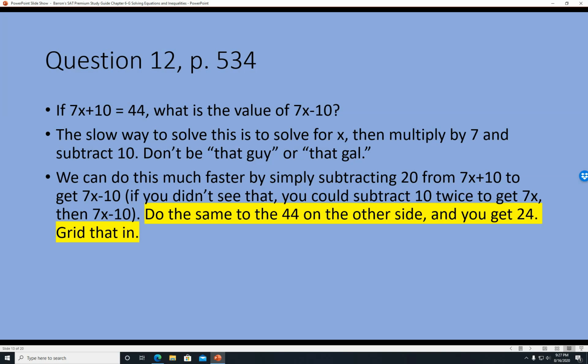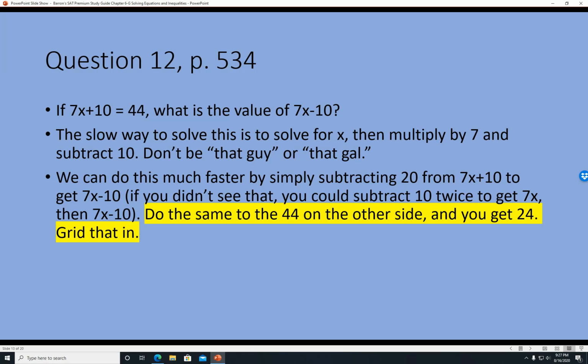Okay. Question 12, page 534. 7x plus 10 equals 44. Then what is the value of 7x minus 10? All right, the slow way to solve this, I think Princeton Review calls this the Joe Bloggs way. It's their hypothetical, kind of imaginary student who, Joe's a good guy, does things the way that his math teacher taught him to, but that's not always the best way to do it on the SAT or ACT or whatever test you're taking.